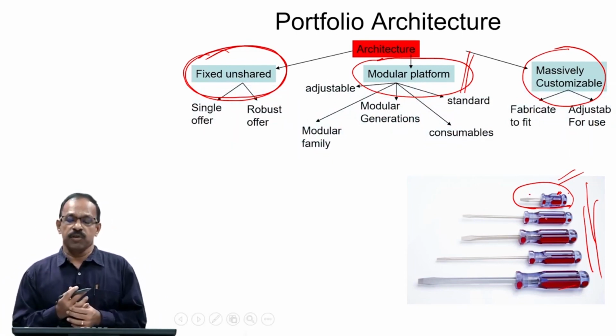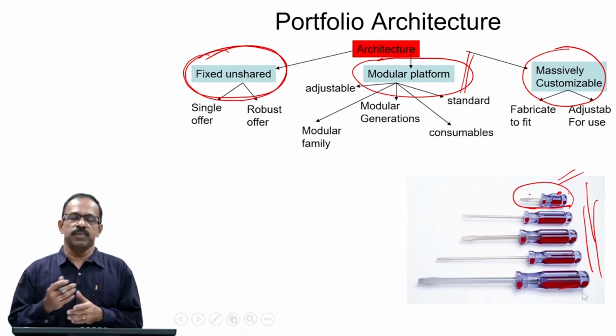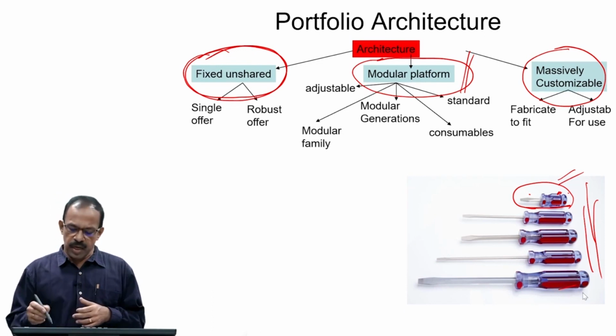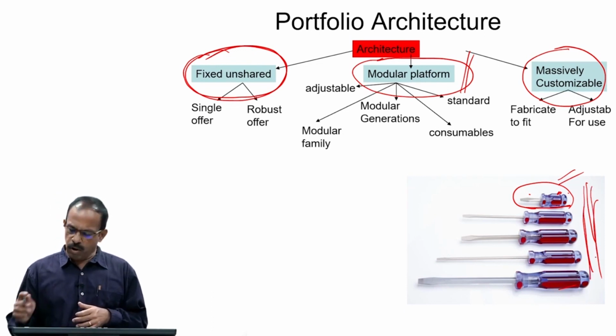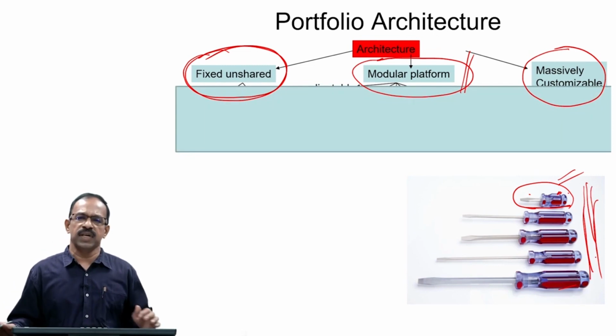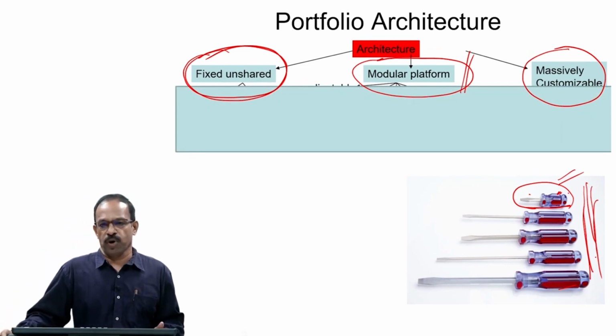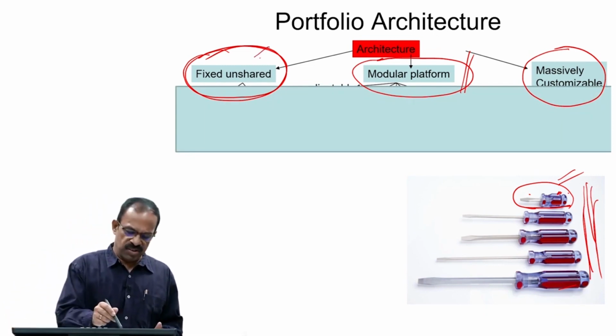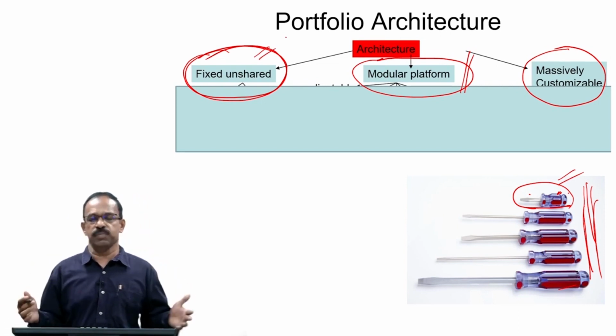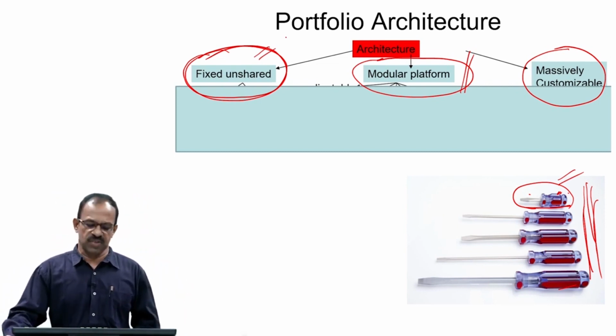But if the requirement is only some 10 or 15 of each one of these, then making each one separately will be very costly, and therefore a fixed unshared architecture is opted only if there is a large demand for this product. So, that is the fixed unshared architecture. So, whenever there is a large demand for this product, we will go for the fixed unshared architecture.